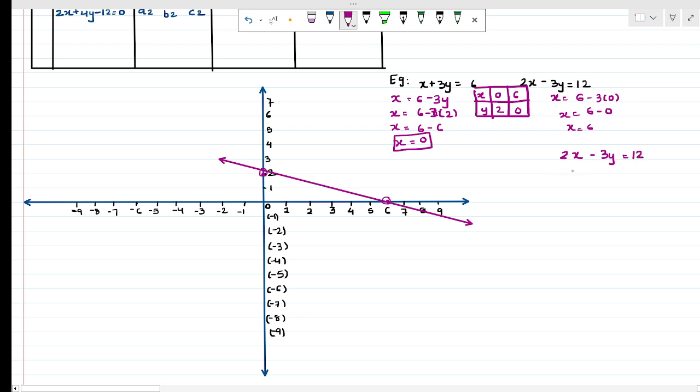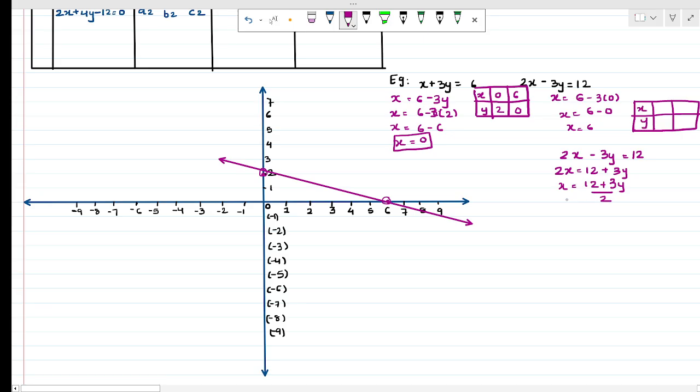Now the second equation says 2x minus 3y equals 12. If I rearrange it for x, it becomes 2x is equal to 12 plus 3y, and x becomes 12 plus 3y upon 2. Now for this also make two boxes and name them x and y.